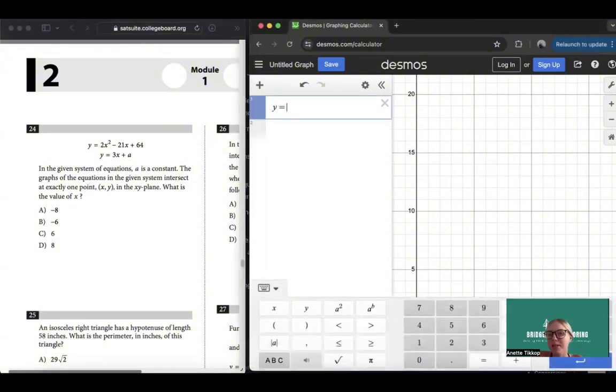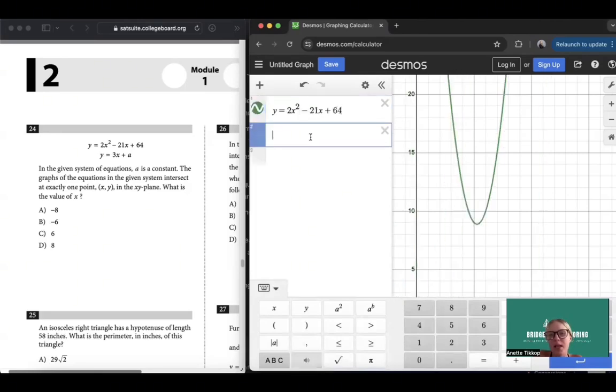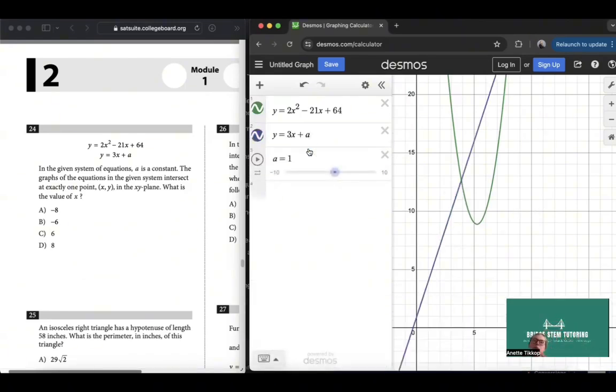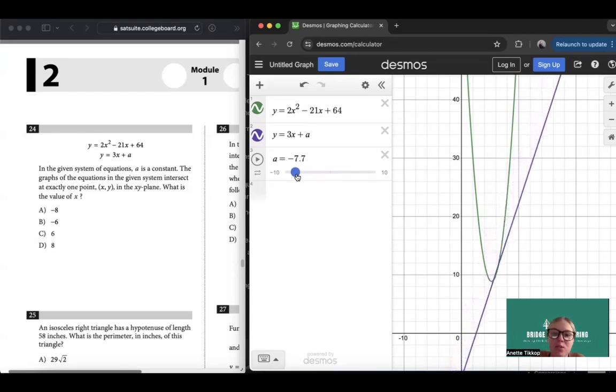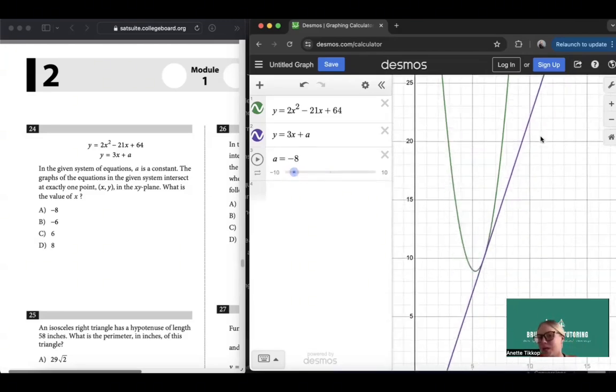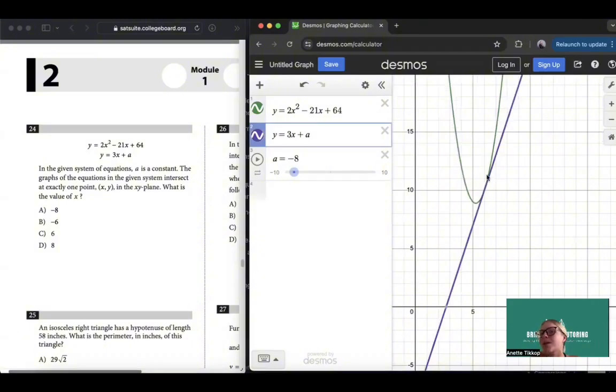Now let's go ahead and plug in literally what we have here, y equals 2x squared minus 21x plus 64. And then the other one, y is equal to 3x plus a. Now, the funny thing is, when you plot these two, you see the graphs cross at 2 points. We're only looking for one intersection. So what I'm going to start doing is move my slider, my value of a, to where it forms just one solution, one point touching. Now that looks pretty much better, right? Because now there's only one intersection at a point here.